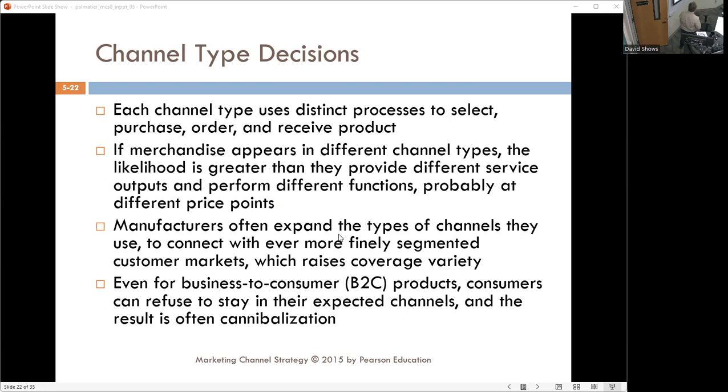Each one has a unique set of abilities that different consumer groups desire. And if merchandise appears in different channel types, there's a greater likelihood that each one of those provides different unique service outputs. They perform different unique functions and probably at different unique price points.